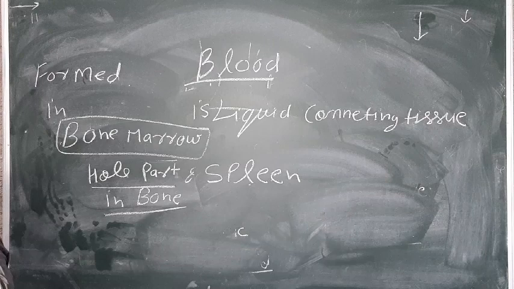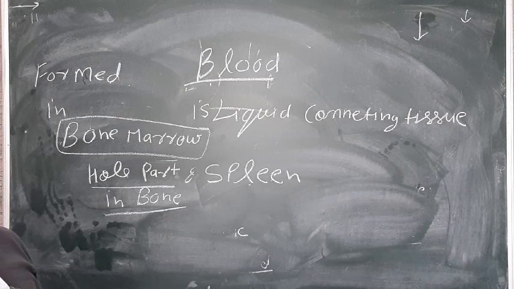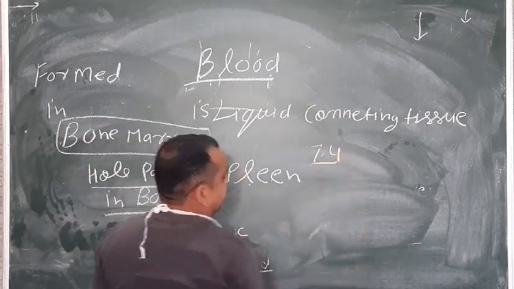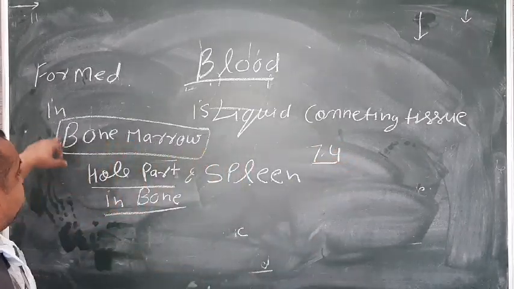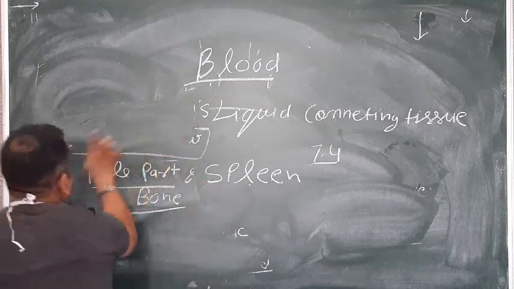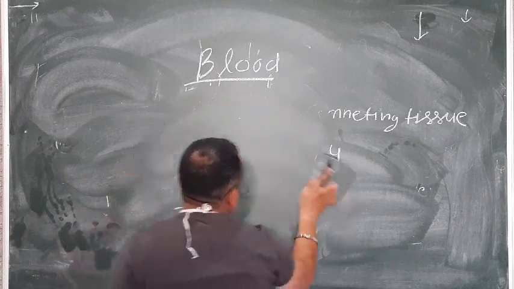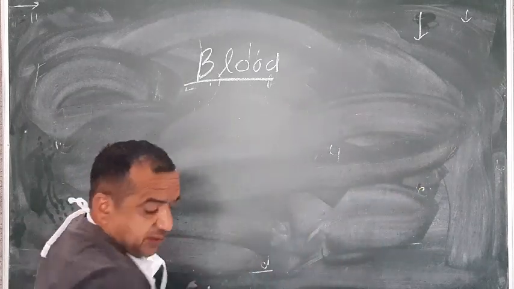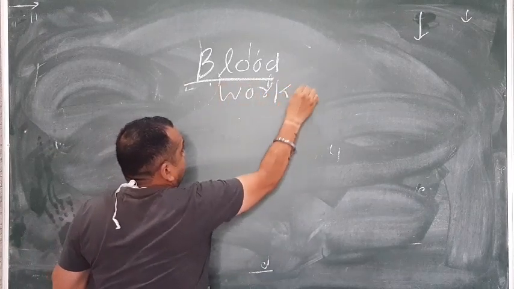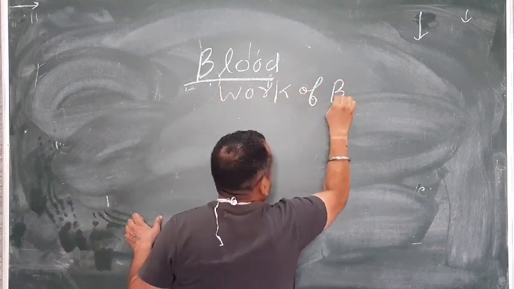So blood is a connecting tissue of the human body, 5 to 6 liters available in the body, 92% water, 8% inorganic and organic compounds. The pH value is 7.4, a little alkaline, and it is formed in bone marrow and spleen. In our body, what is the work of blood?